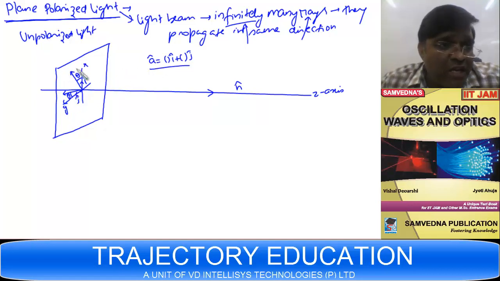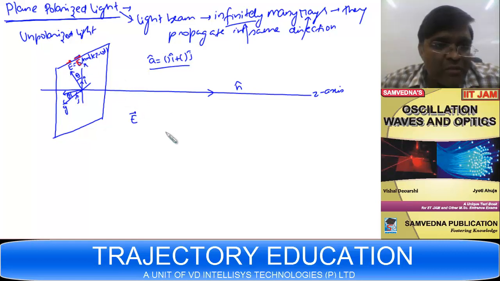So this is unpolarized. To be very precise, suppose you have a field vector in this direction, then this field vector can be written as E equals E naught sine kz minus omega t. Let me take a red pen.